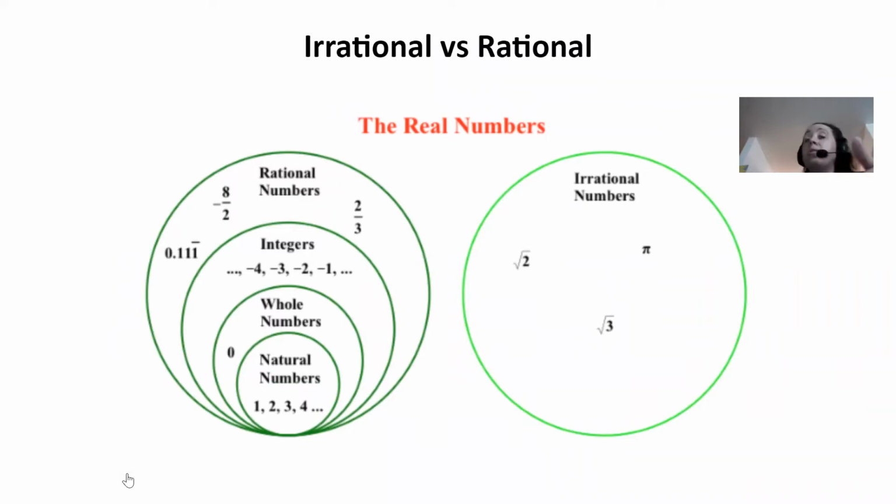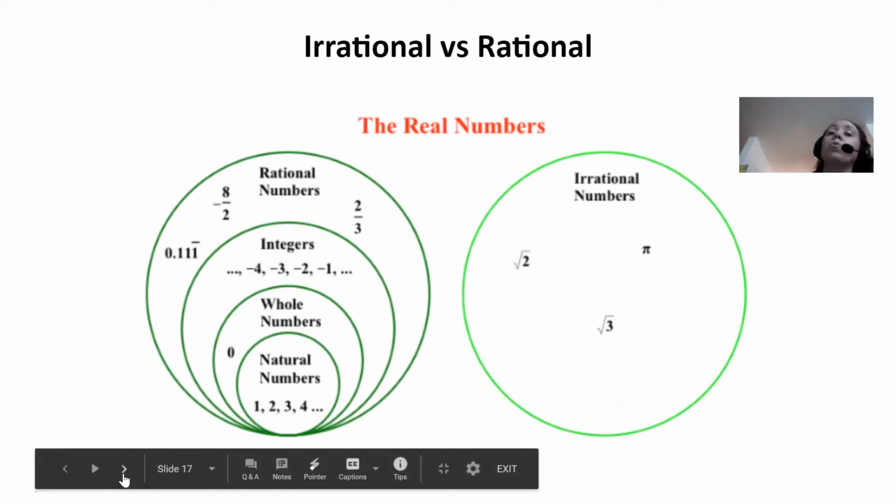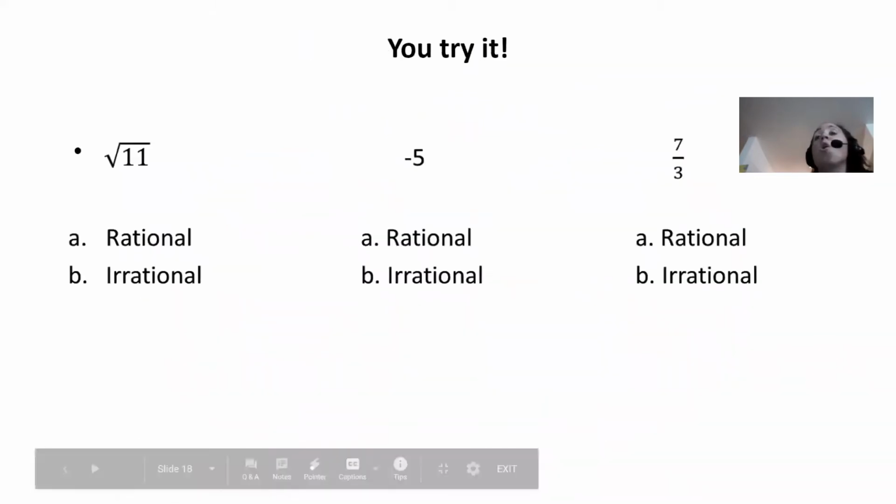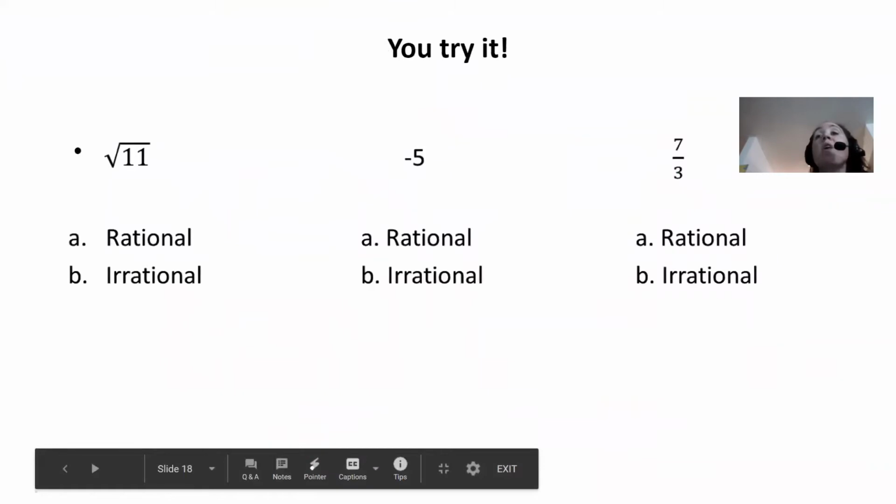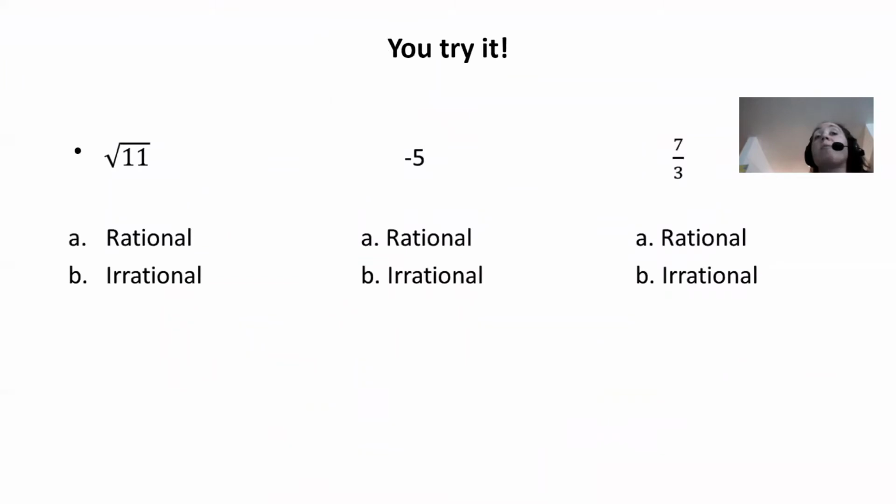We also have integers, which are the negative numbers, including 0. Whole numbers are all the numbers that are not negative, and 0. And then natural numbers are your counting numbers, like the count from Sesame Street. 1, 2, 3, right? Okay, so now we have to classify these as rational or irrational.